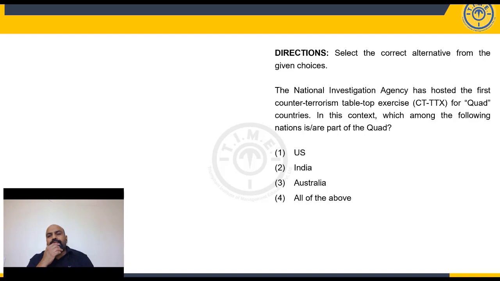Australia. The capital is Canberra, C-A-N-B-E-R-R-A. Prime minister Scott Morrison, S-C-O-T-T, M-O-R-R-I-S-O-N. Currency: Australian dollar.